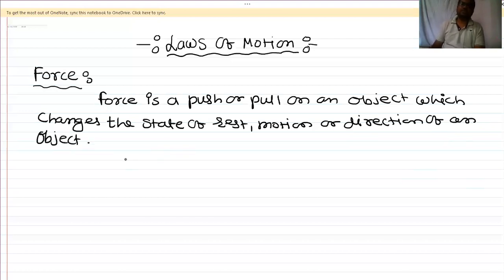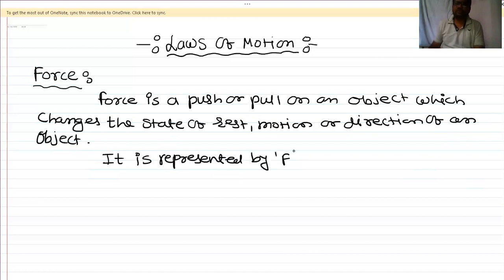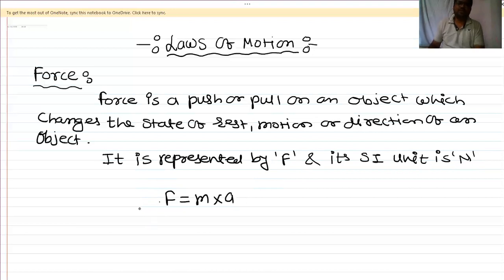Okay, so the SI unit of force is Newton and it is represented by capital F, right? So it is represented by capital F and its SI unit is Newton, right? And it is represented by capital N. And force is equal to mass into acceleration, right? Mass into acceleration. So this capital F, as we know, is the force. This capital M is the mass, and this small a is the acceleration.